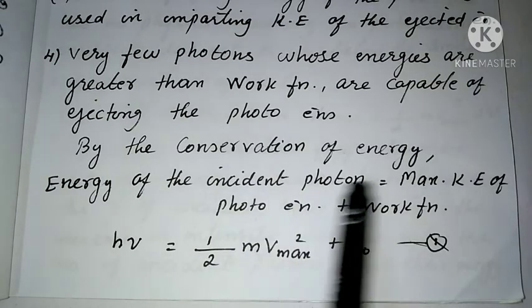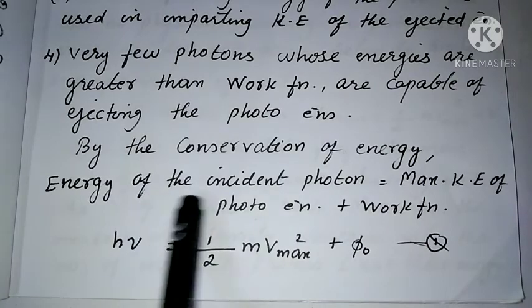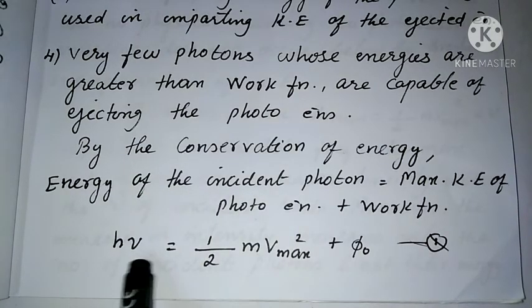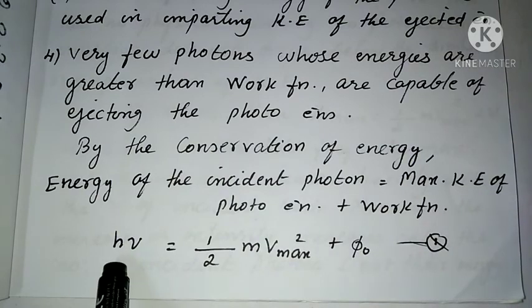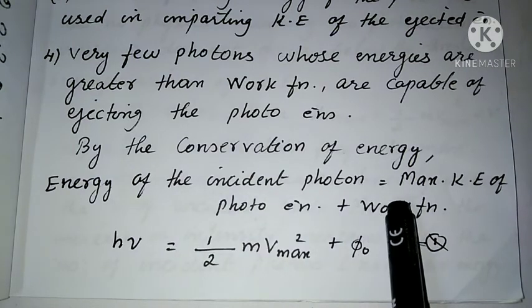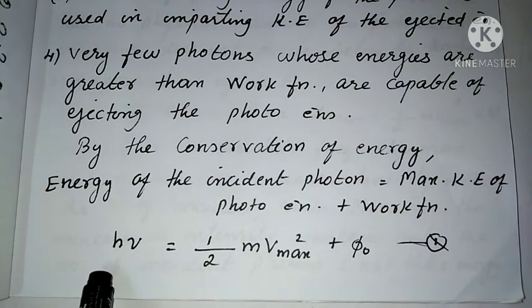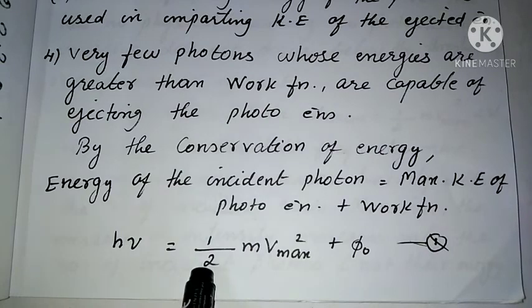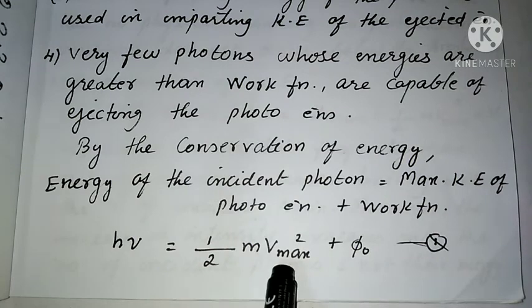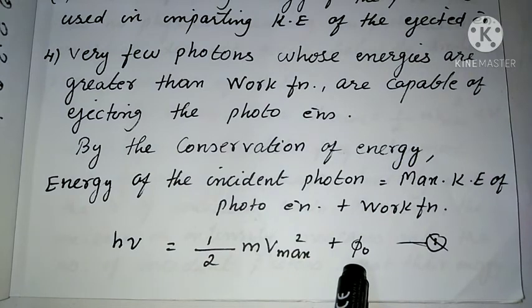So by the law of conservation of energy, we can write the energy of the incident photon, that is h nu. Part of the energy is given to the work function and the remaining part is given to the kinetic energy. So energy of the incident photon is equal to the maximum kinetic energy of the photoelectron plus the work function. So we can write the equation h nu equals half m v maximum square plus phi 0. Half m v maximum square is the kinetic energy of the photoelectron, and phi 0 is the work function.